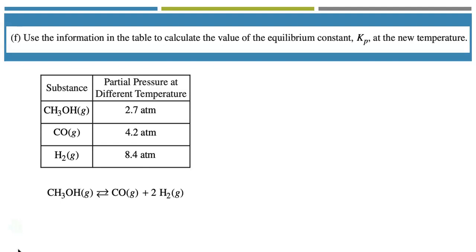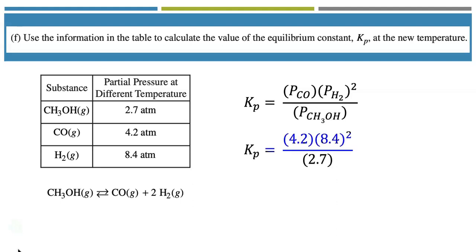It doesn't even matter what the temperature is. It doesn't go into the calculation. We already had a Kp expression from Part E, and now we just need to substitute and evaluate. So we have the partial pressure of the carbon monoxide times the partial pressure of the hydrogen gas squared divided by the partial pressure of the methanol. And we get an answer of 110, reported with 2 sig figs here.